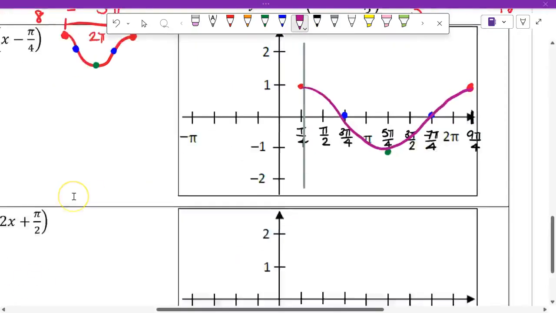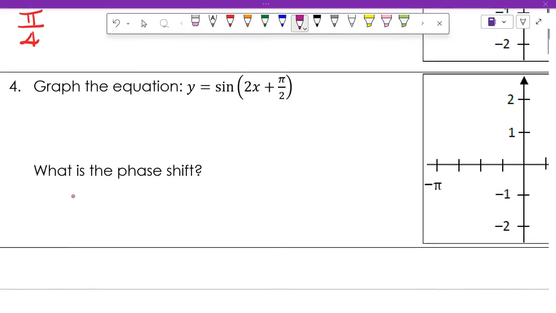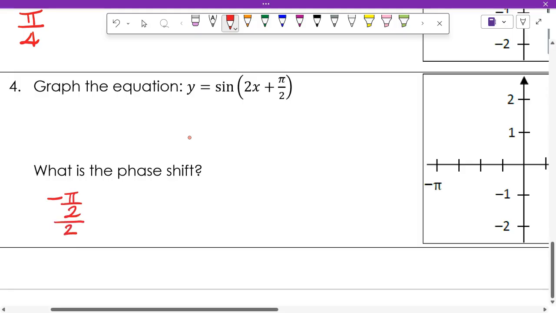All right, let's try this one last one right here. This one is a little bit more difficult because it also has a period change. First thing I need to do is find my phase shift. Phase shift is the opposite of h, so negative pi over 2, divided by b, divided by 2. That's going to get me negative pi over 4. Oh, I didn't do my negative. So that means instead of going right pi over 4, I'm going to go left pi over 4.